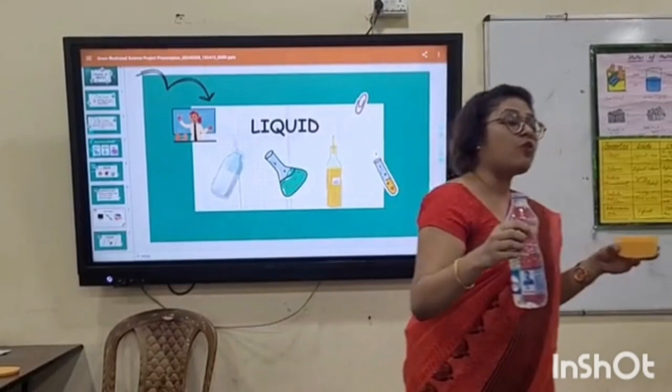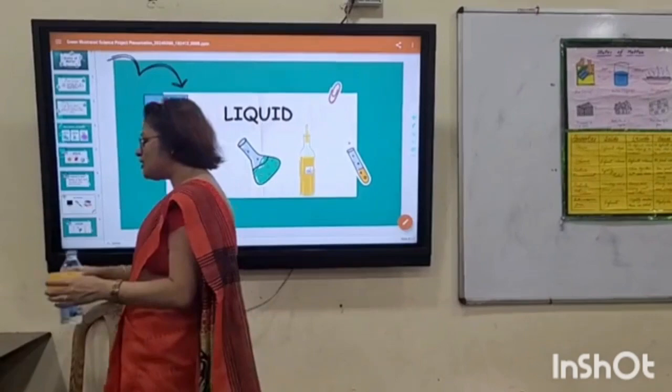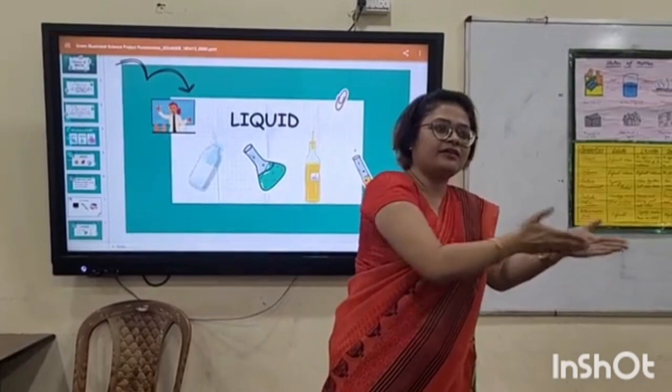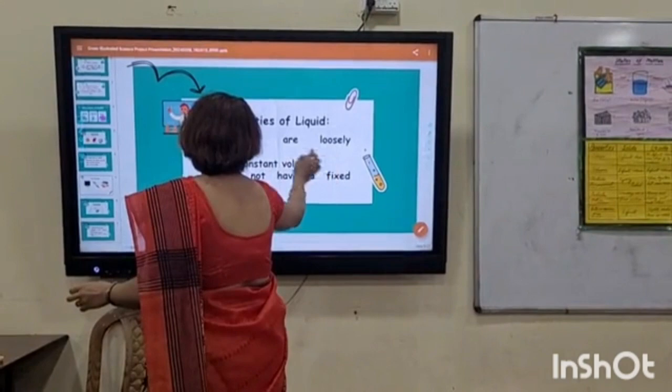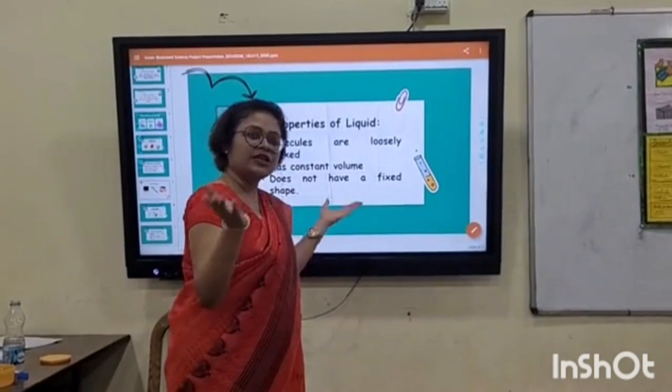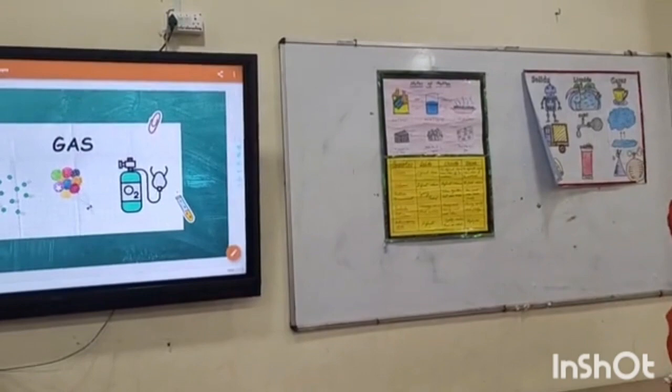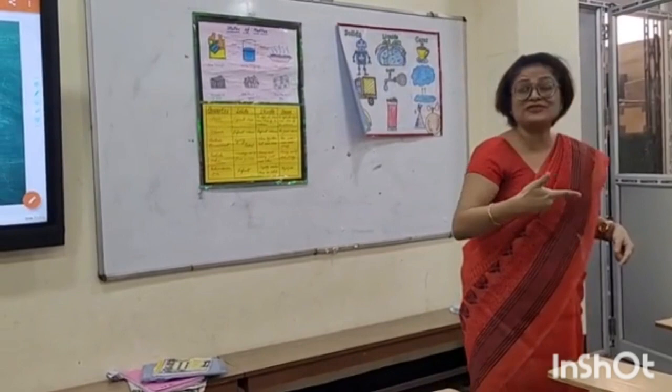Because same as the molecular structure, in liquid it is loosely packed, so it changes its shape according to where I put it. Okay, so the molecules are loosely packed, it has constant volume, does not have fixed shape. Now, gas, we can't hold. Okay, so if I have a balloon, I can show you, if I breathe out, what? Breathing out carbon dioxide, whatever.